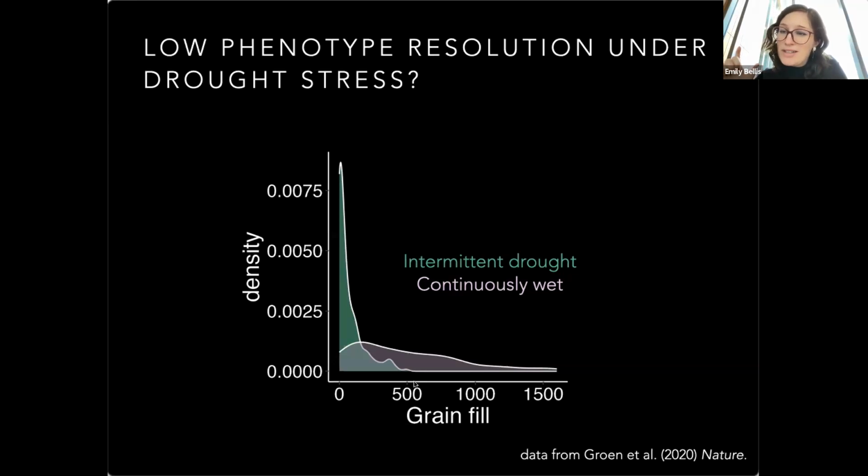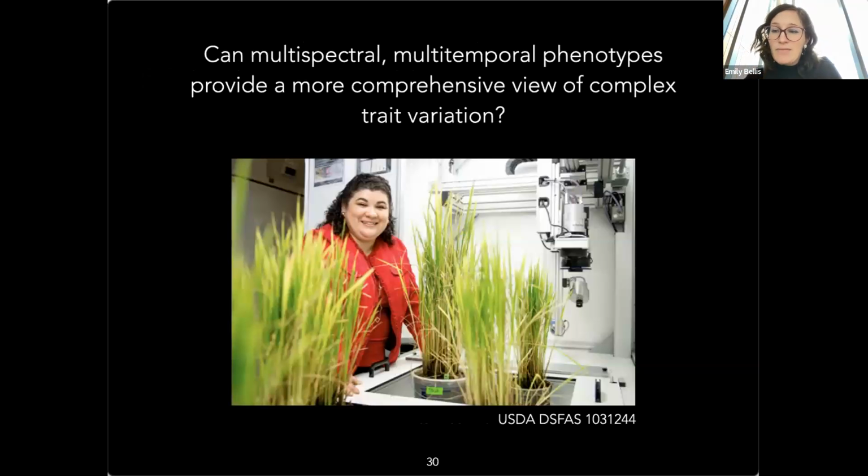And that's really just one dimension of phenotype, right? Phenotypes are very high dimensional, varying over time, and especially with the ability to collect image data. I think just looking at grain fill is perhaps a poor reflection of everything that's going on in the plant and everything that our drought-associated SNPs could be impacting.